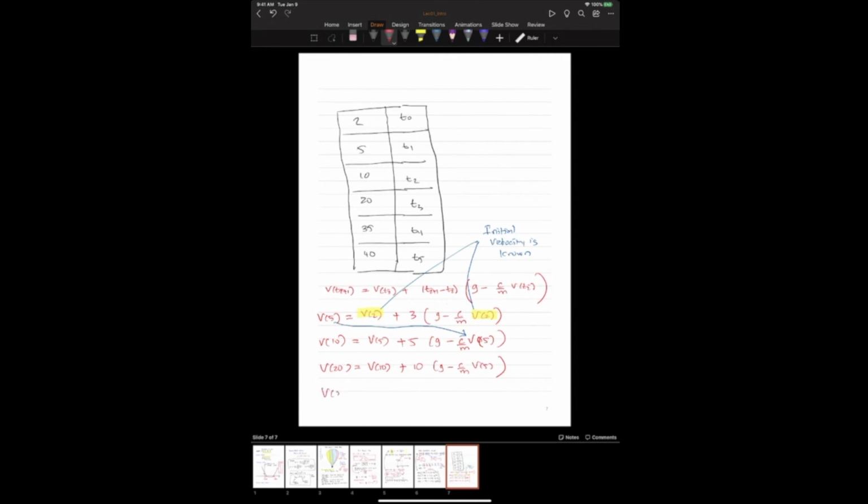And then V35 is V20 plus (35 minus 20, which is 15) times (g − (c/m) V20). Sorry, that's not V5, you're right. Basically it is sequential, having to rely on previous values for the next values. Yeah, that is right.